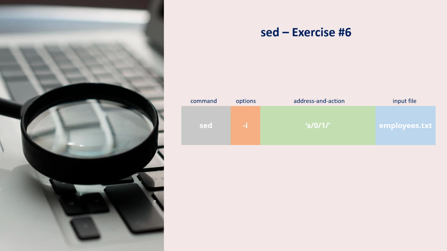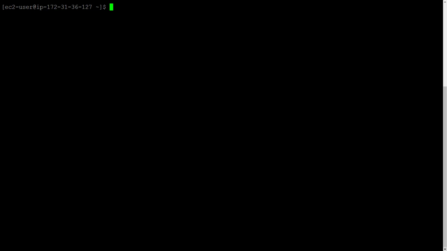Note that we do not need to provide the -n option when using sed for doing substitution. We are using a different option here, -i. The -i option instructs sed to do the substitutions on the original file itself. This is not the default behavior of sed, so you will have to use the -i option so that sed does the substitutions in place. Let's try this out now.